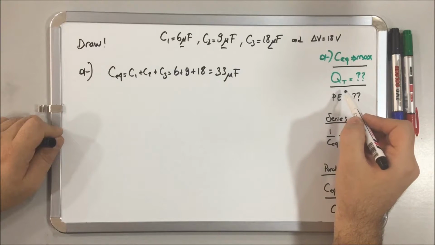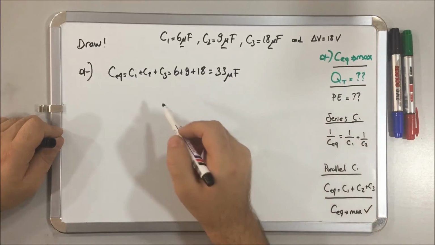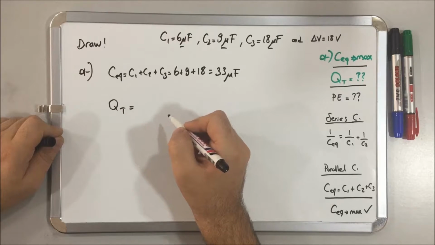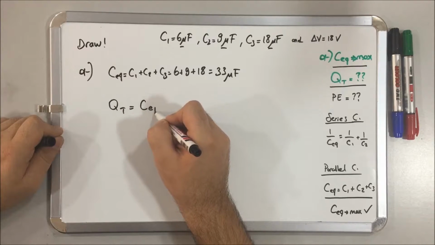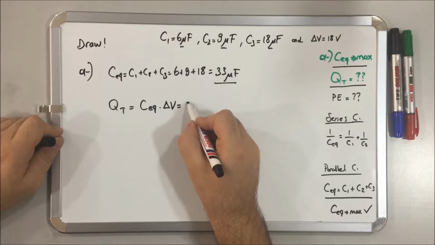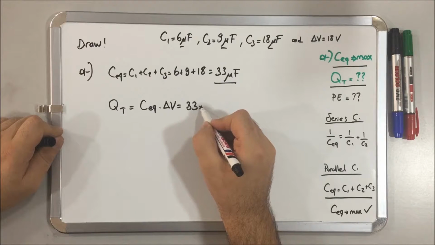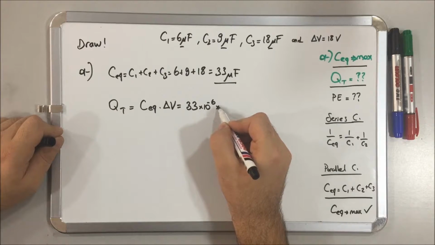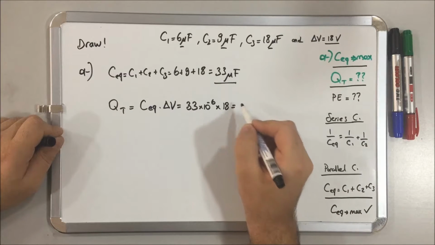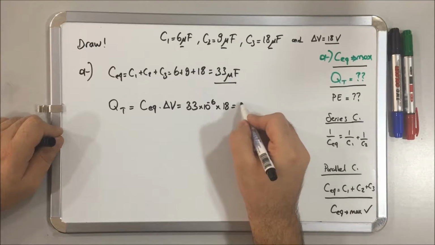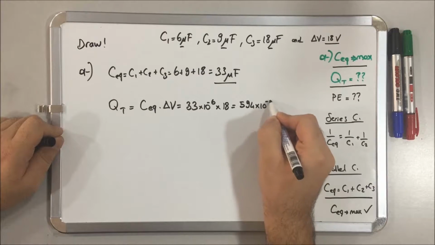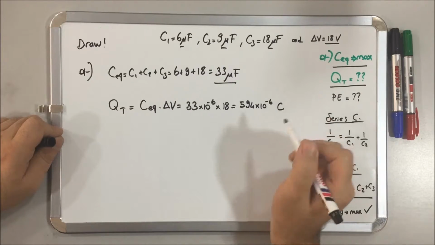And now let's calculate the total charge. The total charge formula is Q total equals C equivalent times delta V. C equivalent we calculated as 33 times 10 to the power of minus 6, times delta V equals 18. So it will be 33 times 18, 594 times 10 to the power of minus 6 coulomb.